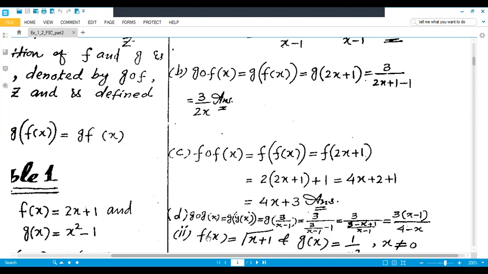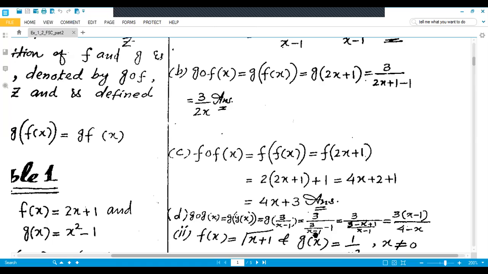Now come to the fourth part. In the fourth part you are given g of g of x. So it means that in the function g you have to put the value of g of x. So g into g of x, and g of x is 3 over x minus 1. So where you find this x, in place of x you put 3 over x minus 1.